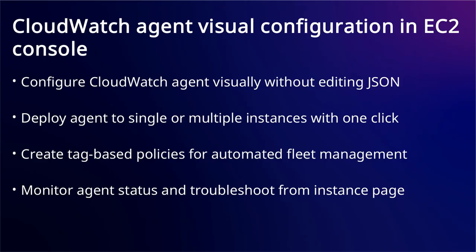Tag-based policies enable automated fleet-wide management, automatically applying monitoring settings to new instances including those launched by auto-scaling. From the instance detail page, you can view agent status, update configurations, and troubleshoot agent health. The feature is available in all AWS commercial regions at no additional cost, with standard CloudWatch pricing for collected telemetry.